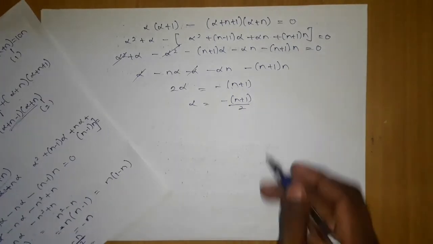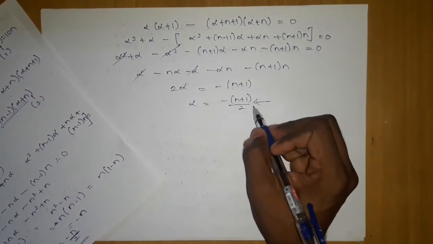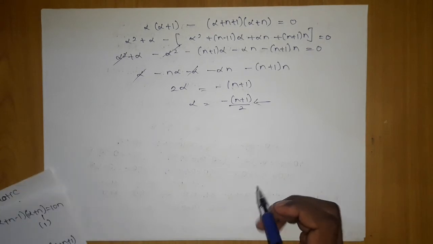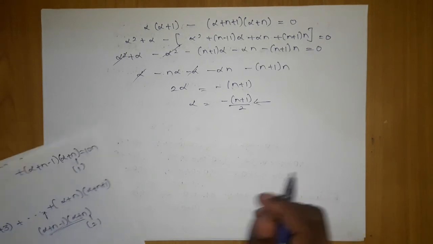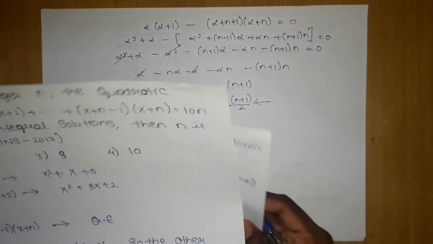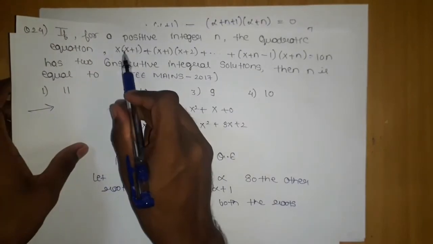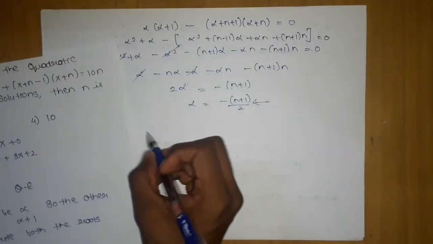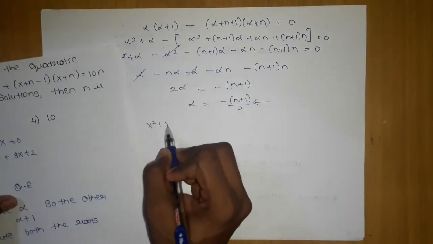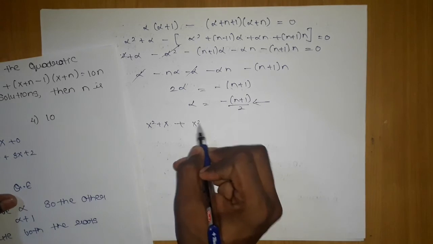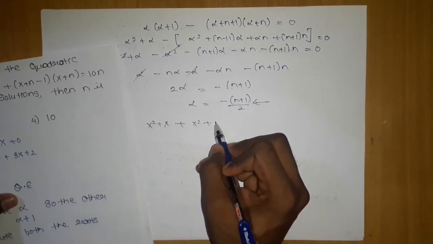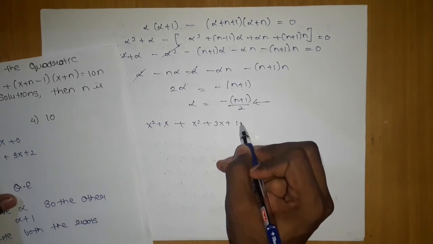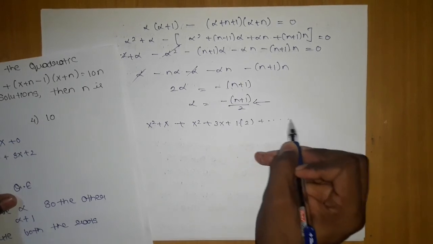So if I check, I am getting alpha equals minus (n plus 1) by 2. Now we will put this value in the general equation. What is the general equation? If you observe this equation, it is multiplying till n times. If you open the first one, you will have this equation. If you open the second one, you will have this equation, x, 3x plus 1 into 2, and so on, it will go on.